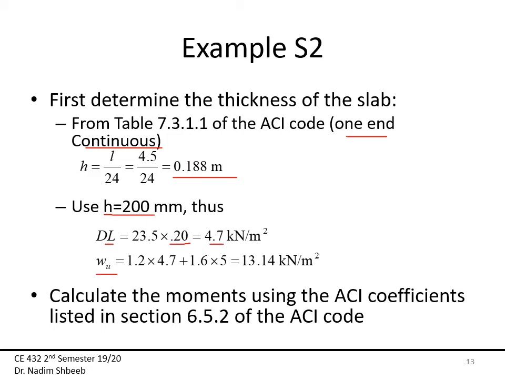So the ultimate load is 1.2 times 4.7 plus 1.6 times 5, and it's going to be 13.14 kilonewton per meter square. Now here, I'm not going to use a direct method to calculate the moment. As you said, this is an indeterminate structure. So for indeterminate structure, at least in this course, I want you to use what we call the ACI coefficients. So what are the ACI coefficients?